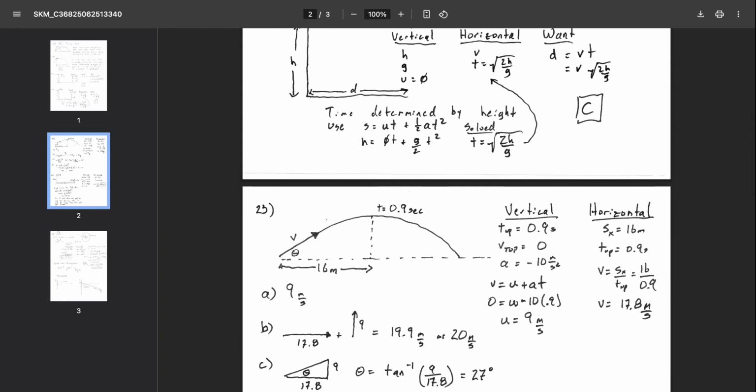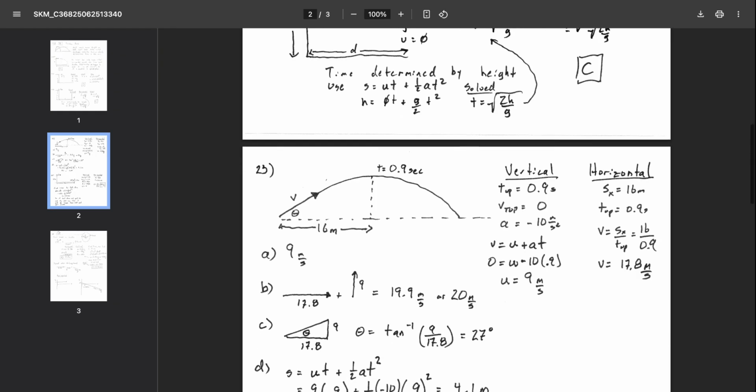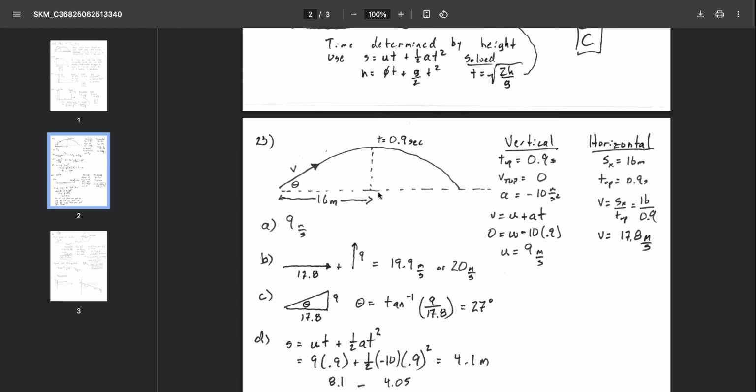For 23, we got our football player kicks a ball into the air. The ball reaches its maximum height at 0.9 seconds after the kick, and its horizontal displacement at that instant is 16 meters. So again, always draw yourself a little diagram here.